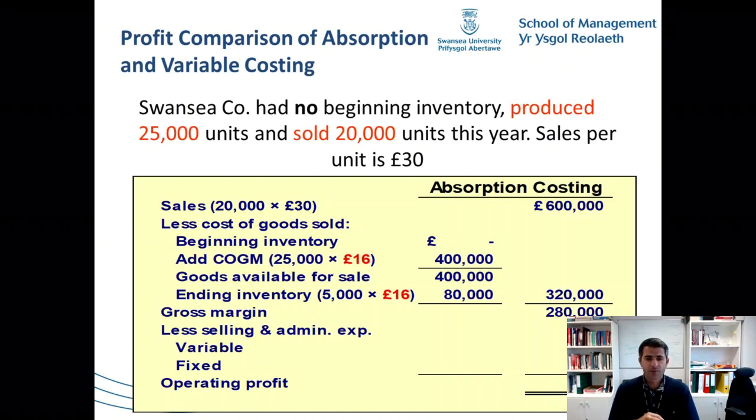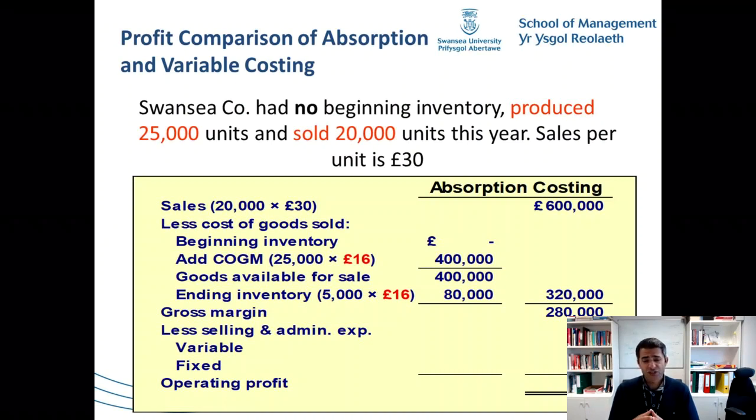Let's have a look now and prepare a statement of profit or loss. If we start with sales, easy. How many units have they sold? 20,000. And if you multiply it by 30, this is 600,000. Easy. So now sales minus cost of goods sold, or cost of sales. So what is the formula for cost of sales? It is the beginning inventory, which is zero. Do we have beginning inventory? The question was clearly saying that there is no beginning inventory.